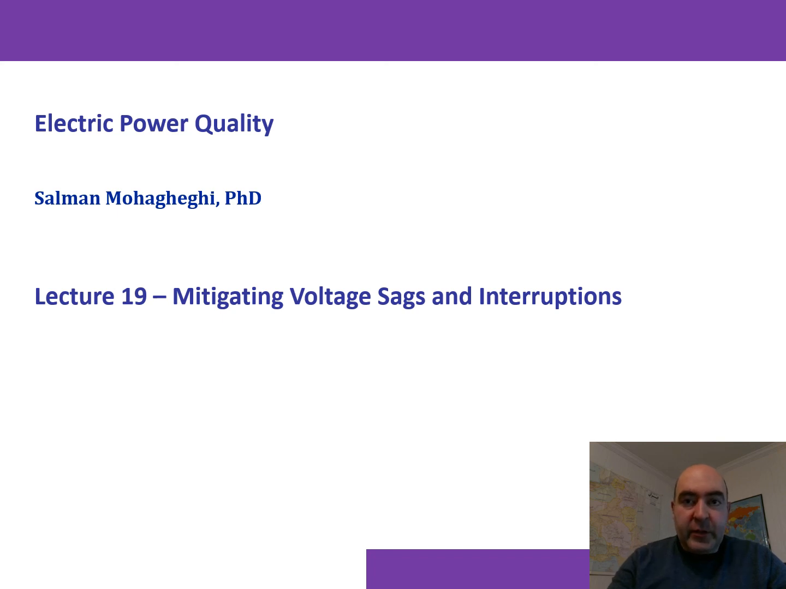Hi everyone, today we'll continue our discussion on voltage sags and interruptions, and we'll go over some mitigation techniques. Just to recap, voltage sag is when the voltage magnitude drops below 0.9 per unit, above 0.1 per unit. Depending on the duration of the event, we call it either instantaneous sag, momentary sag, or temporary sag.